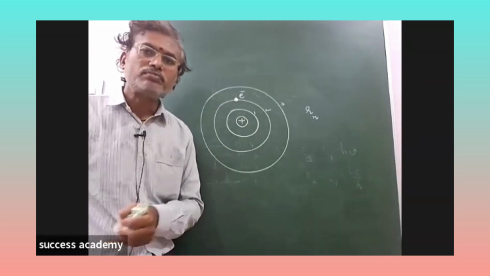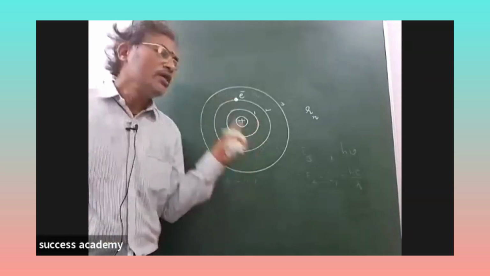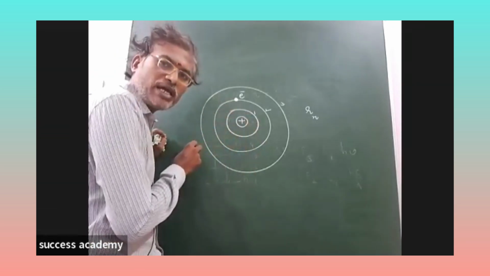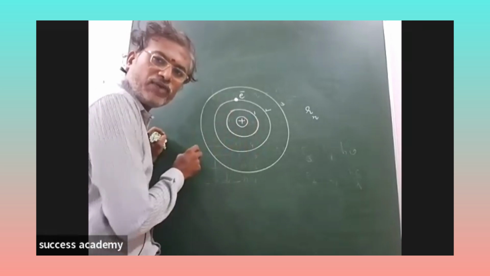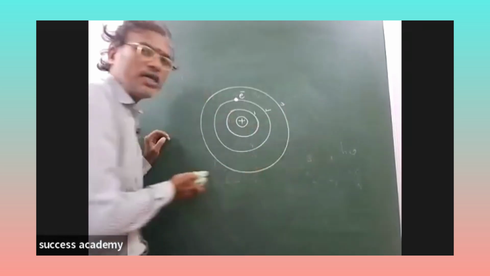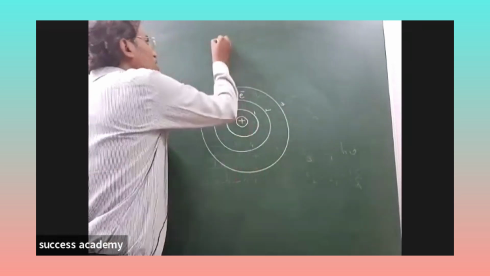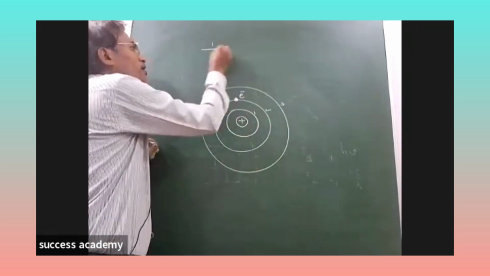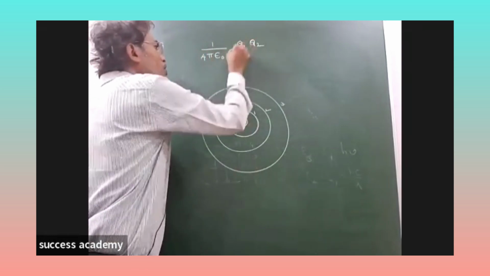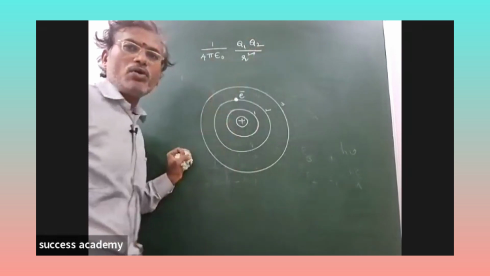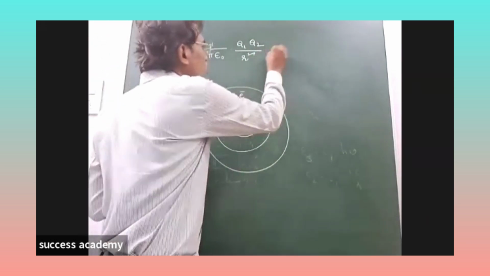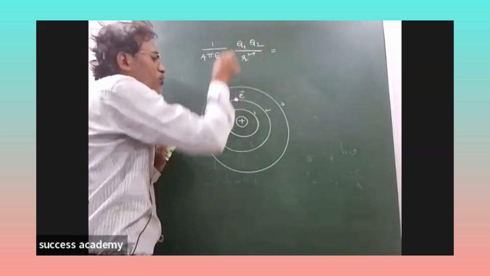So in this topic, what is the electrostatic force? As you know, in the lesson electric charges and fields, we have a clear formula for the electric force. What is that formula? That is 1/4πε0 q1 q2 by r square. 1/4πε0 q1 q2 by r square. This is the electrostatic force between the two.